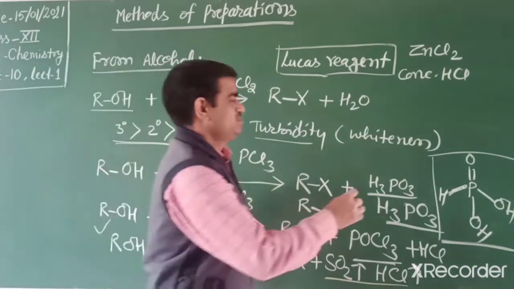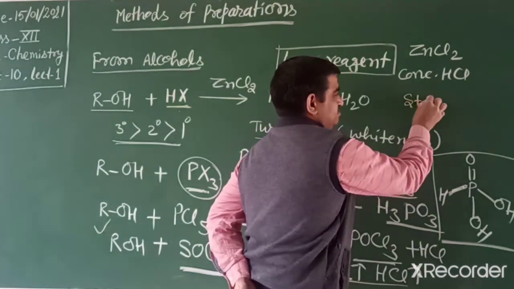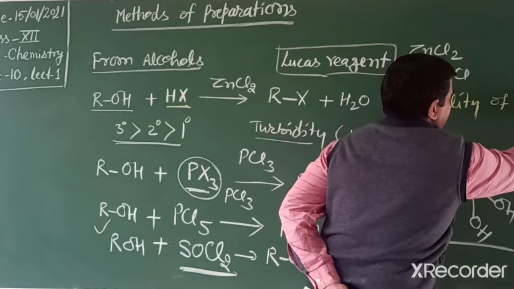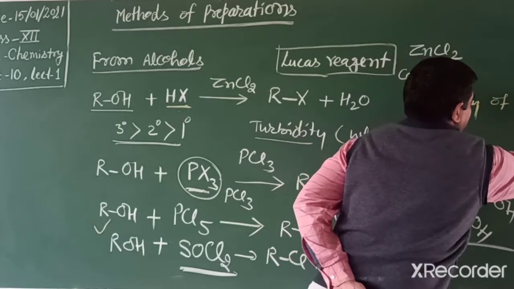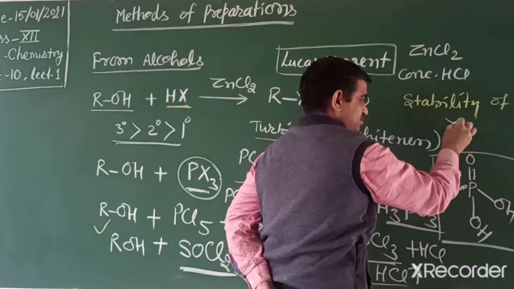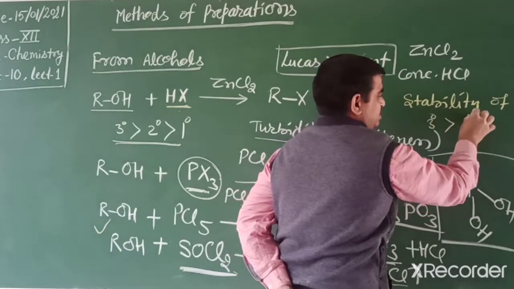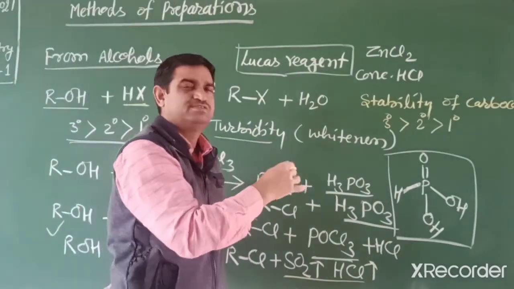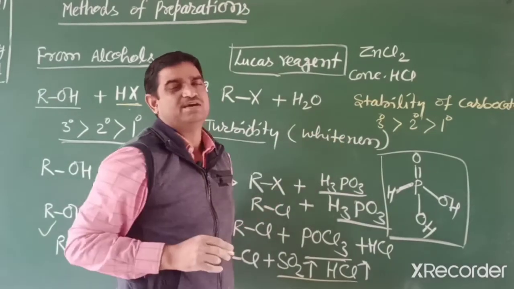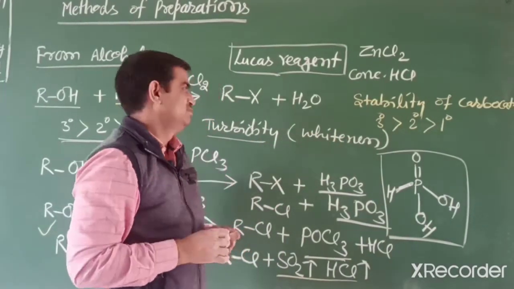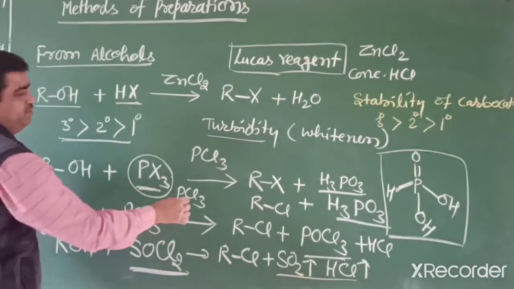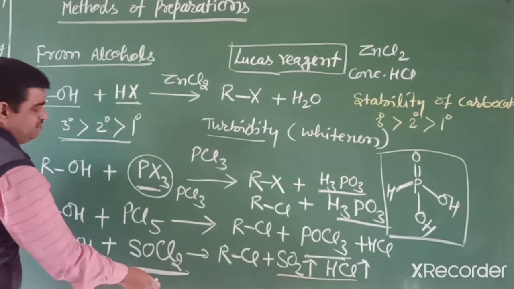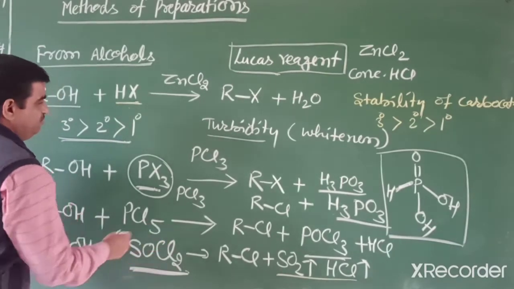The reason behind this is the stability of the carbocation. In this way 3 degree is more stable, then 2 degree, then 1 degree. So 3 degree forms easily and the reaction is very fast, secondary after that, and primary after that. So this is important. After that we use PCl3 and PCl5, and the most suitable reagent is SOCl2, thionyl chloride.